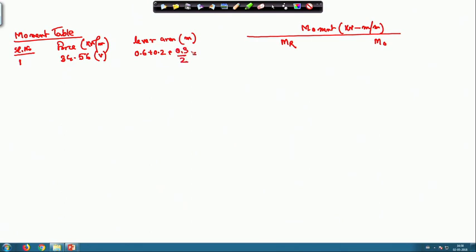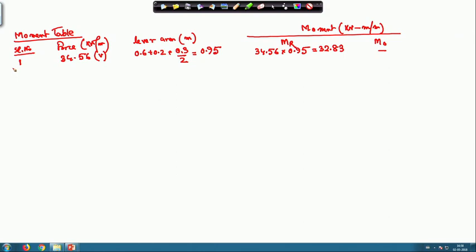So, this is equal to 0.95. So, this will give the resisting moment. So, I can write that this is 34.56 into 0.95. So, the first one is equal to 32.83 kilonewton per meter. So, this is the resisting moment.